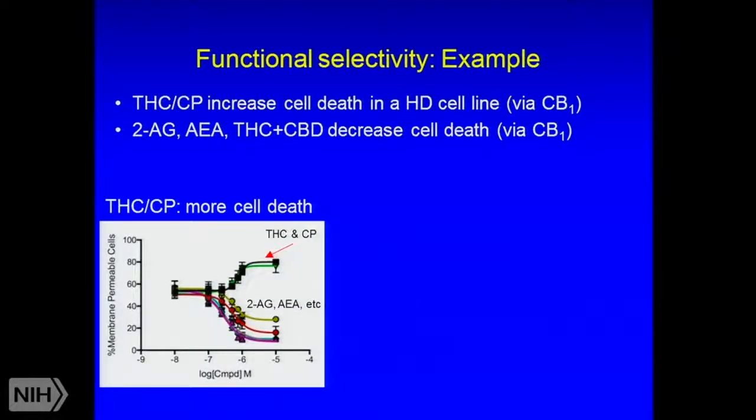And this is another example of why this kind of thing matters. This is looking at cell death in a Huntington's cell model line. So these are essentially indirect pathway medium spiny neurons cultured from a mouse that carries a polyQ expansion for the Huntington gene. And this is measuring cell death on the y-axis, so higher number means more dead cells. You can see that THC and CP both increase cell death. However, a number of other compounds, including 2-AG and anandamide, decrease cell death, all working through the same receptor.